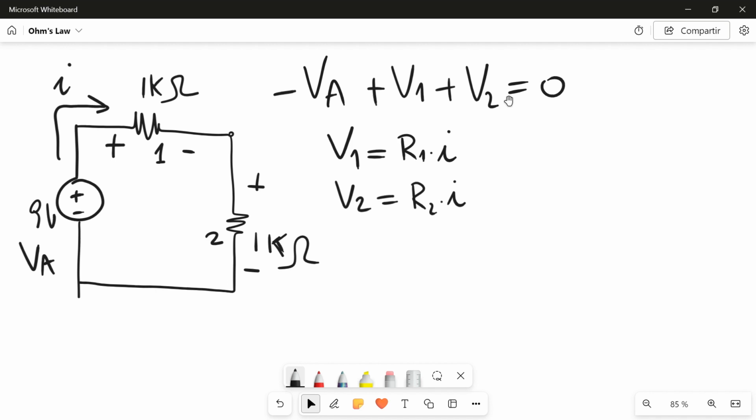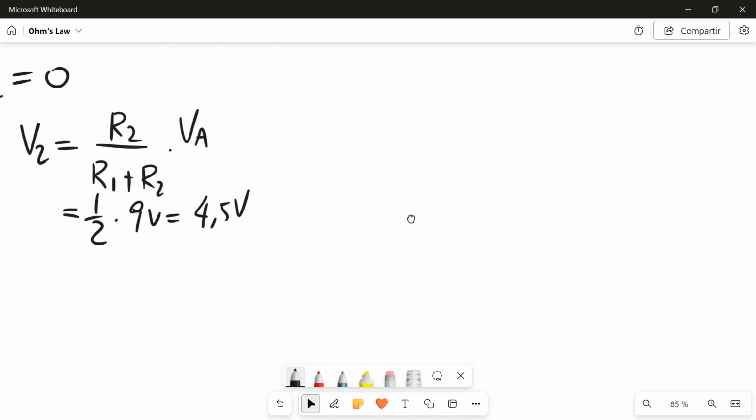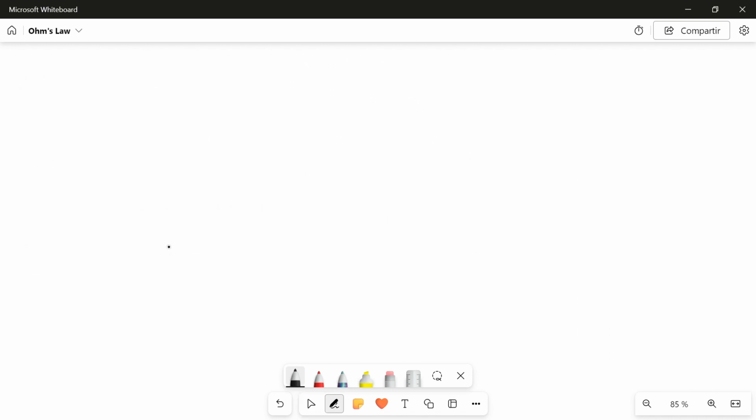With these three equations, I can define V2 as a function of VA. If I solve this, you can take the time, stop the video, I will have V2 equal to R2 divided by R1 plus R2 times VA, which in this case is actually 1/2 of 9 volts, which is 4.5 volts. Okay, now let's do the same, but take the current in the opposite direction and see what happens to V2.